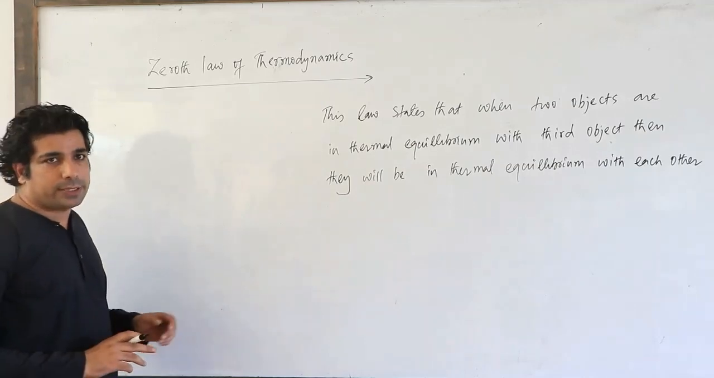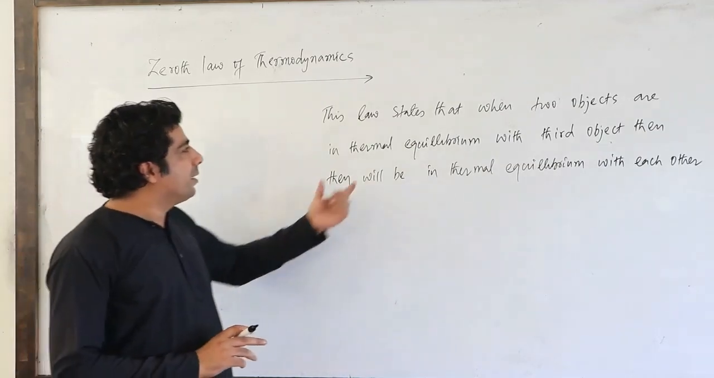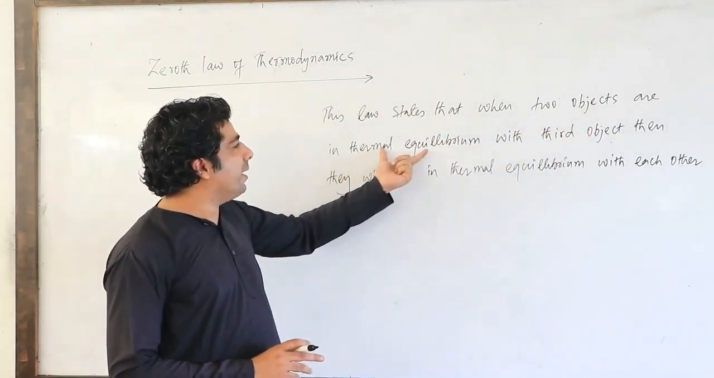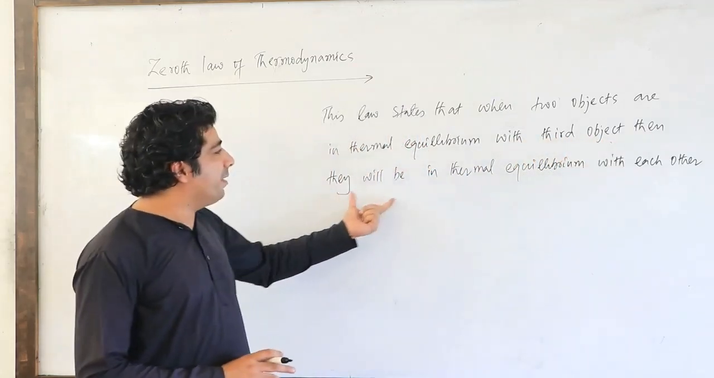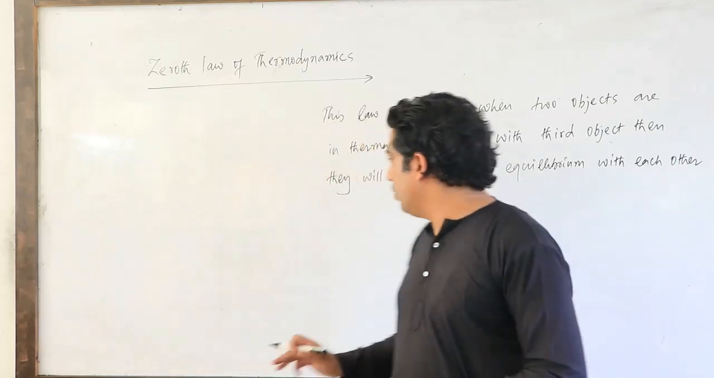So my dear friends, let's have a look here. We will talk about the zeroth law of thermodynamics now. This law states that when 2 objects are in thermal equilibrium with a third object, then they will be in thermal equilibrium with each other as well. Very simple. Have a look.